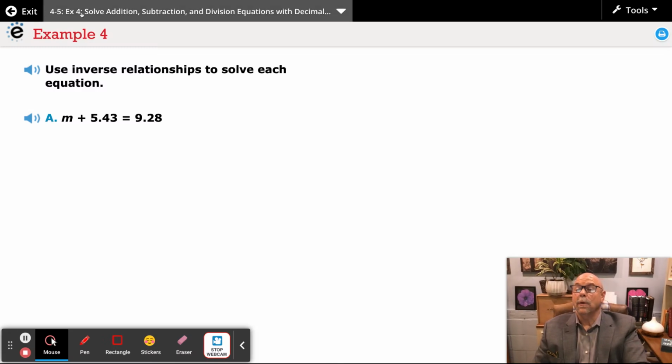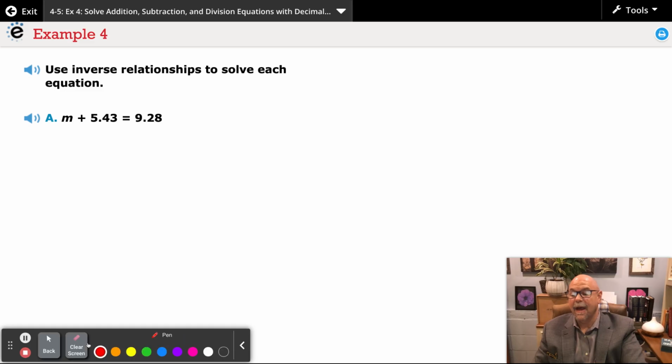All right, so example 4 in 4-5, where we solve all the types of multiplication, division, addition, subtraction, and decimals. So again, inverse operations or relationships. They're telling me to add $5.43. I'm going to subtract $5.43 from both sides. As long as I do it to both sides, I have maintained my equality.